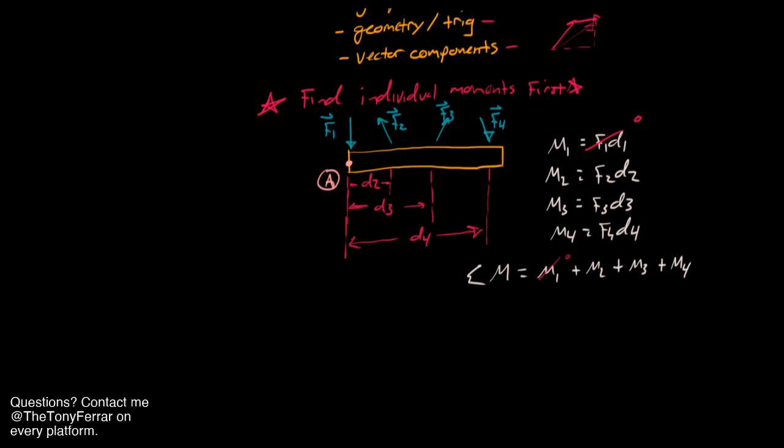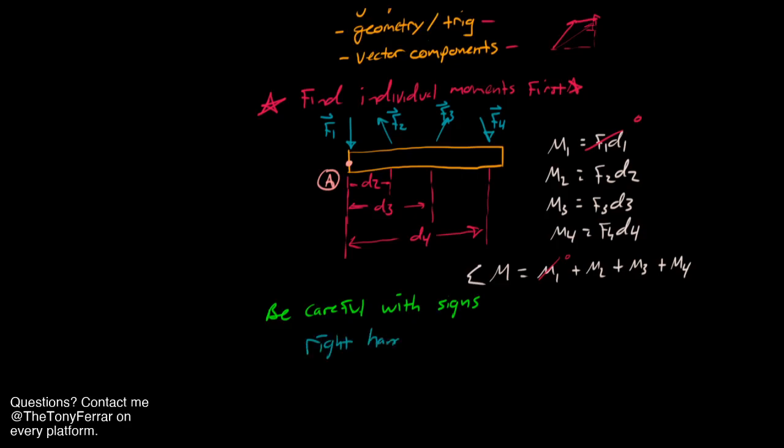So the next thing I'd like to point out is that we need to be careful with signs. Not sign like the trig function, sign like positive or negative. Remember, we use the right-hand rule.